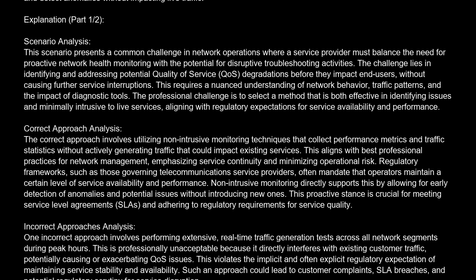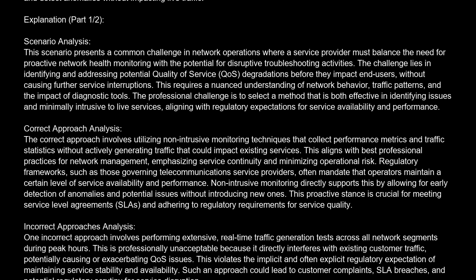Correct approach analysis. The correct approach involves utilizing non-intrusive monitoring techniques that collect performance metrics and traffic statistics without actively generating traffic that could impact existing services. This aligns with best professional practices for network management, emphasizing service continuity and minimizing operational risk.